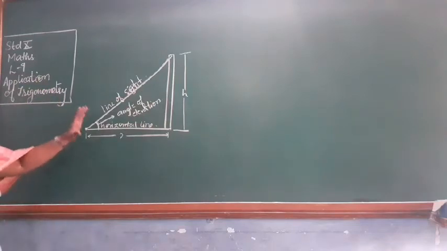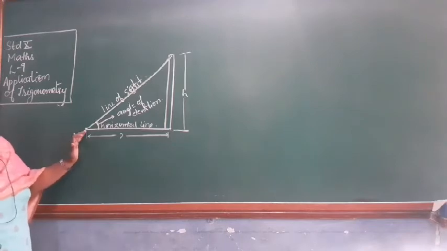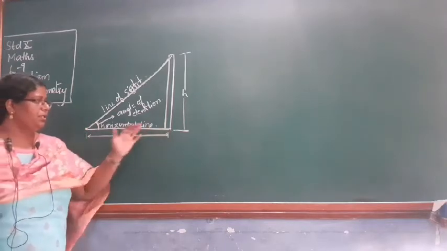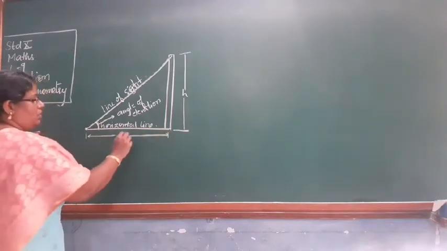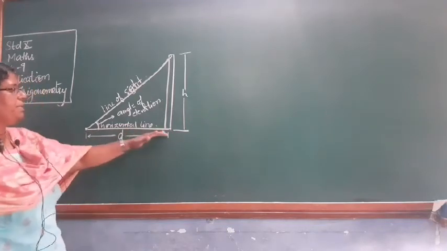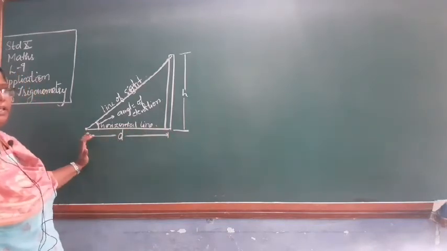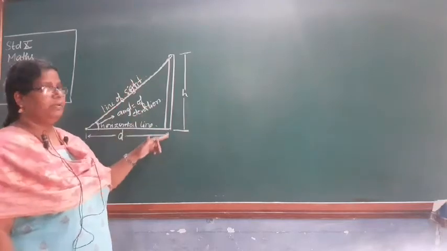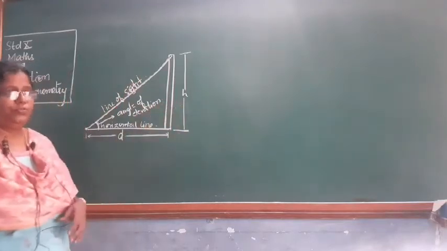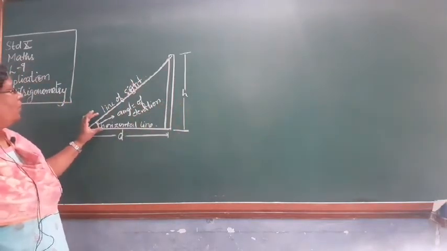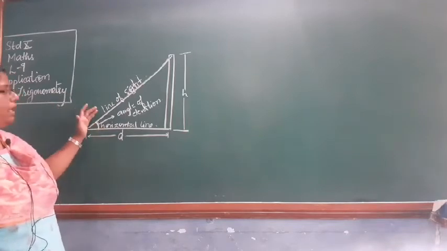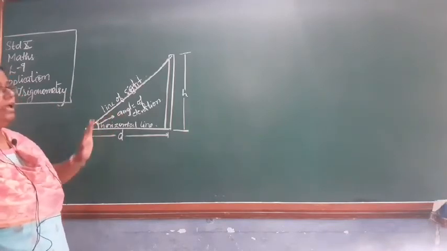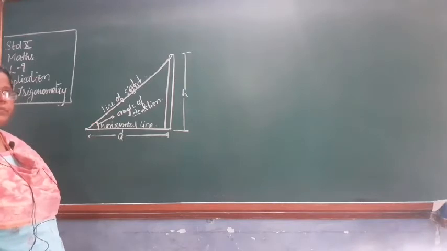So these many things you have to note down here. This is the observer. The observer is standing at a particular distance, say D, from the base of the tower or the building. And this is the height of the building which you may be asked to find. Always try to locate the line of sight, the horizontal line and the angle of elevation.